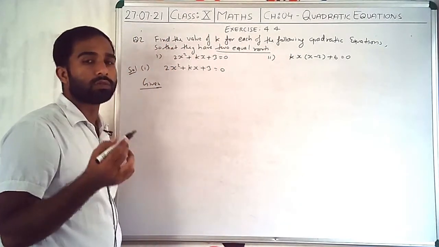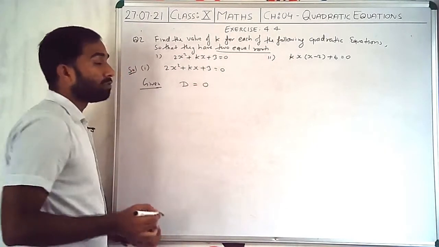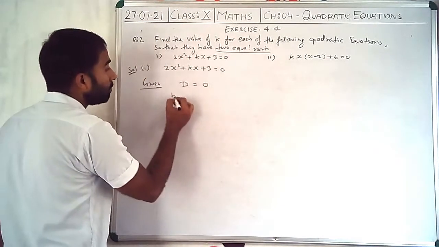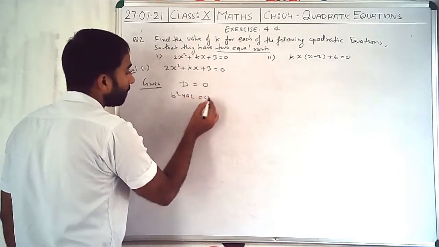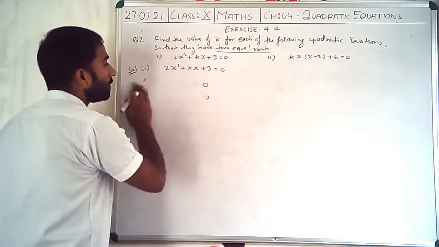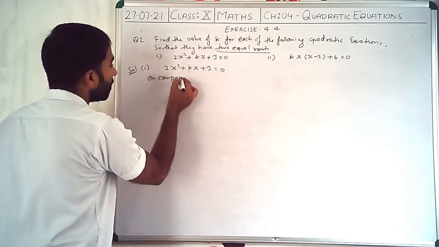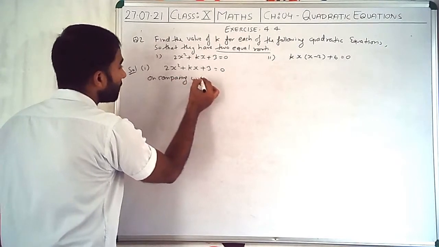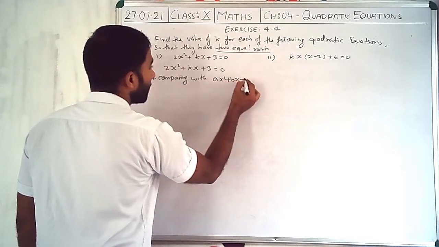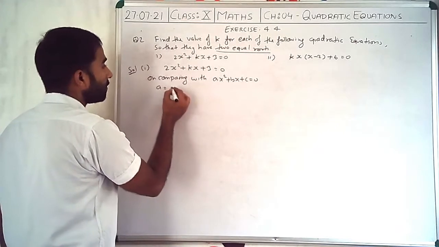What is the meaning of two equal roots? It means D is equal to 0, and what is D? D is nothing but the discriminant, and the discriminant is b square minus 4ac. Now what do we have to do? We need to write one more thing. We can write here, on comparing with ax square plus bx plus c is equal to 0, what is the coefficient of a?